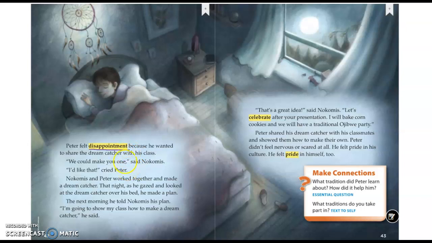All right, so he was feeling disappointed, and then he reacts through his words. What does he say? Yeah, he says, I'd like that.